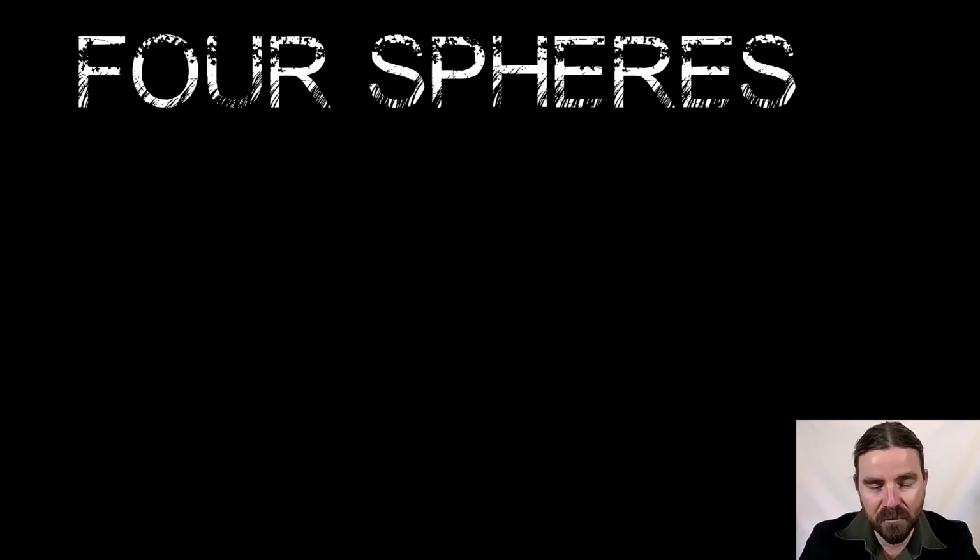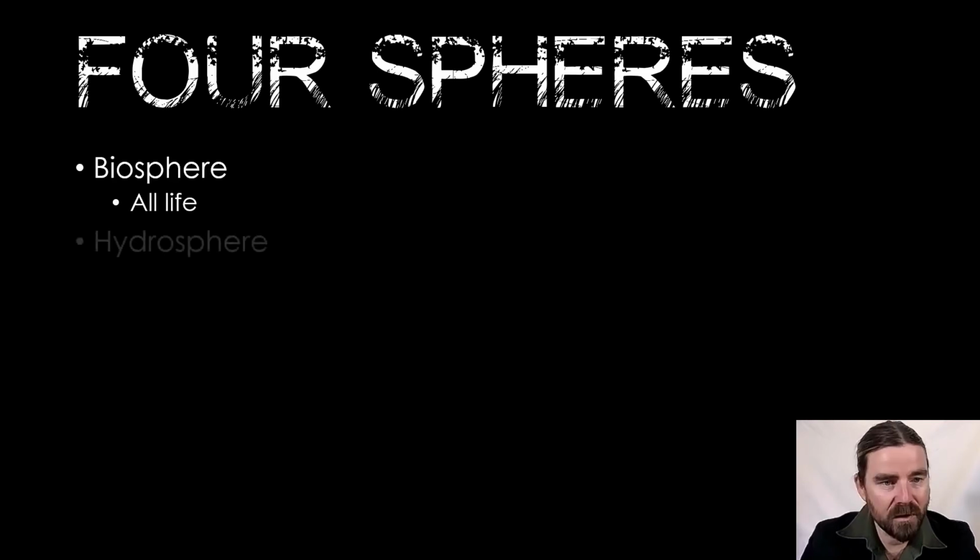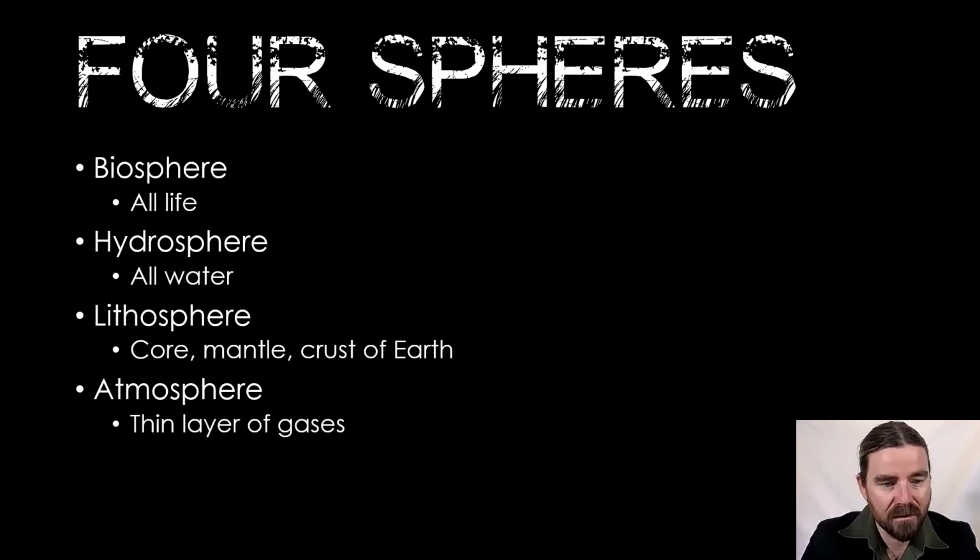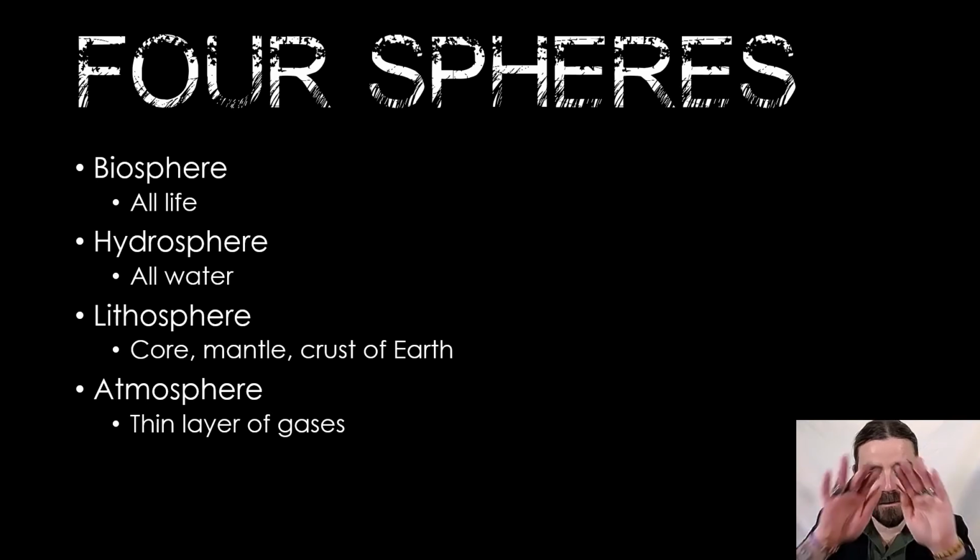Right, the 4 spheres. This is a big concept in geography, so I just wanted to make sure that we know about it. There are 4 spheres, and they are those things there. The biosphere, that's all life. Hydrosphere, that's all water, including the ice at the poles and all that sort of carry on. The lithosphere, that's all of the rock, from the Latin word for rock, which is lith. And the atmosphere, that's that thin layer of gases around the outside of Earth, which is where we get all of our air to breathe, and so on.